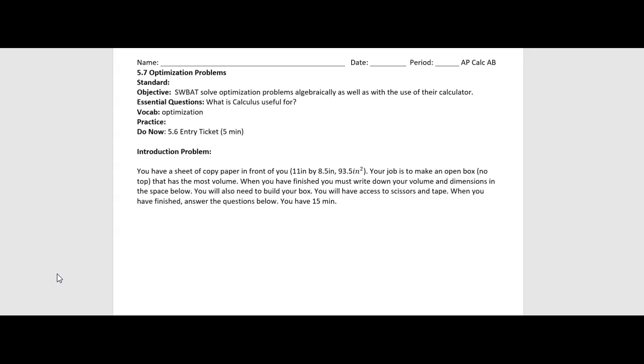During the first part of this lesson, we talked about what an optimization problem is. We did go through one example. Hopefully you did that hands-on activity where you attempted to build your box that had the most volume before you went through and tried to look at the calculus techniques for it.